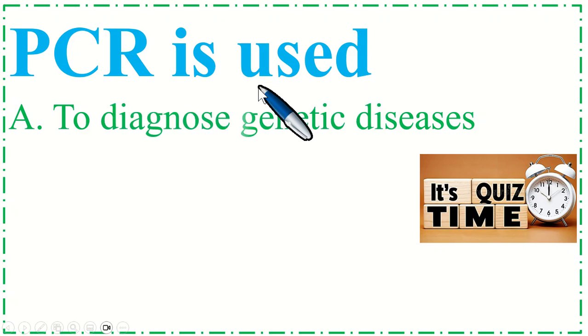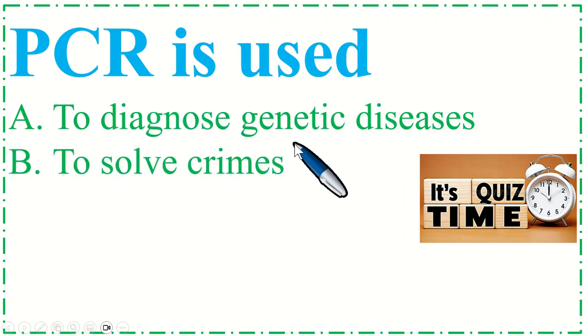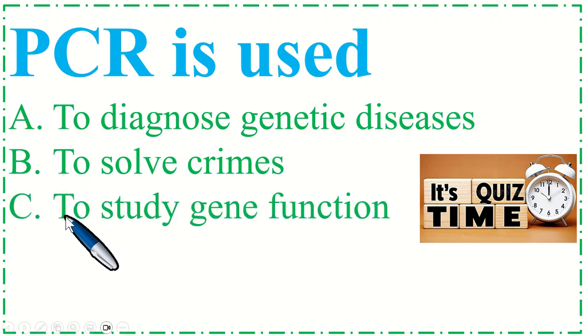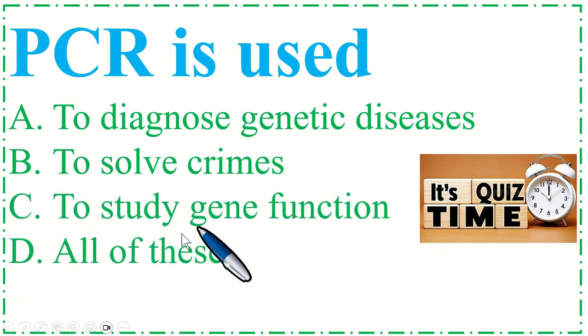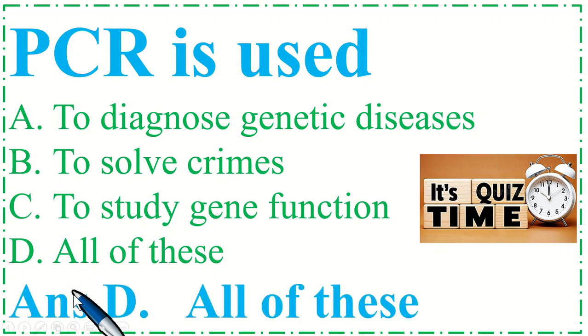PCR is used option A to diagnose genetic disorder, option B to solve crimes, C to study gene function, and option D all of these. Correct option is D, all of these.